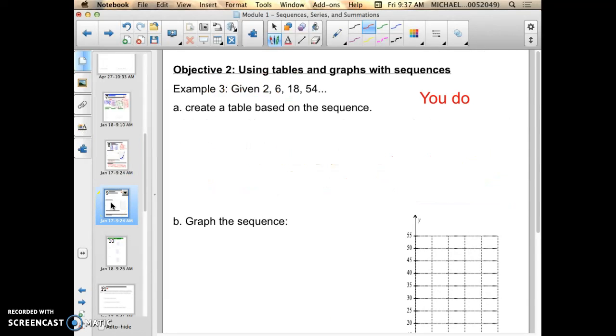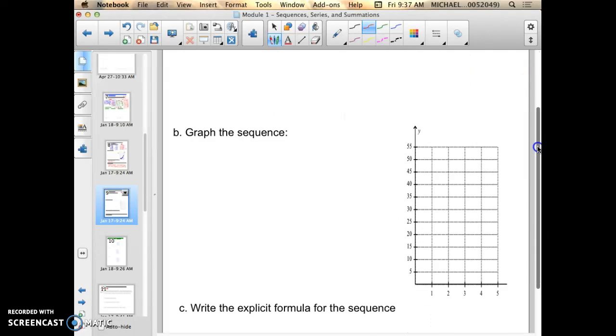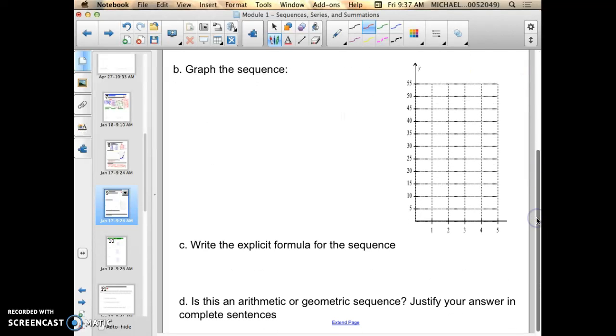I've given you one to try on your own. So you're going to repeat the same process I just did. You're going to create a table. You're going to graph it. You're going to write the explicit formula. And you're going to tell me is it arithmetic or geometric. So go ahead and pause the video and try that on your own.